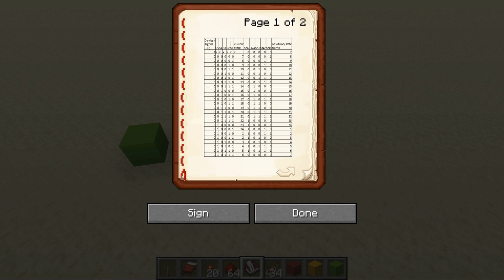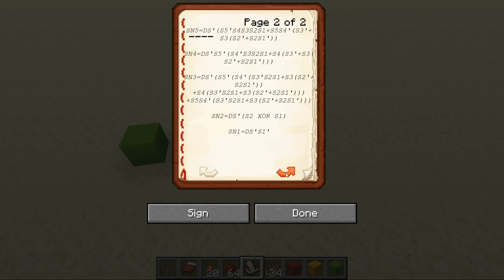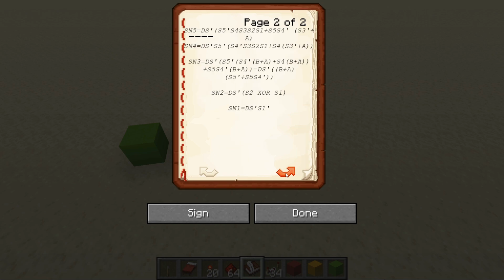For example, SN1 is 1 when DS is not 1 and S1 is not 1. And similarly, the logic for SN2 is DS is not 1 and S2 or S1. This is the logic for each bit. However, these two terms repeat a number of times. If we label them as A and B respectively, as we've done here, we then get this logic.